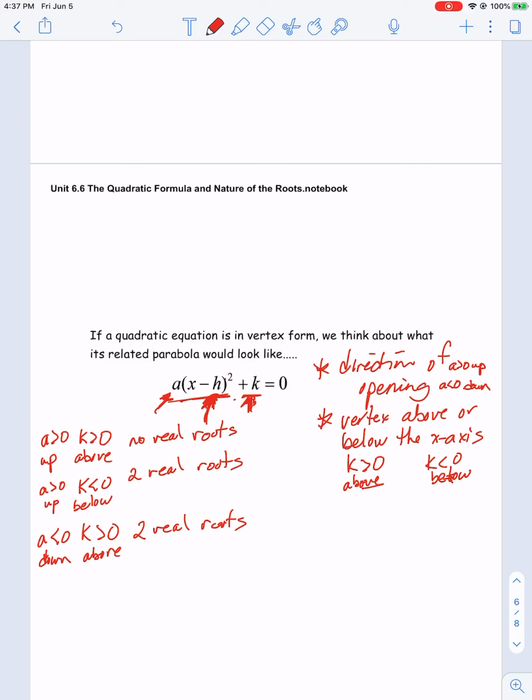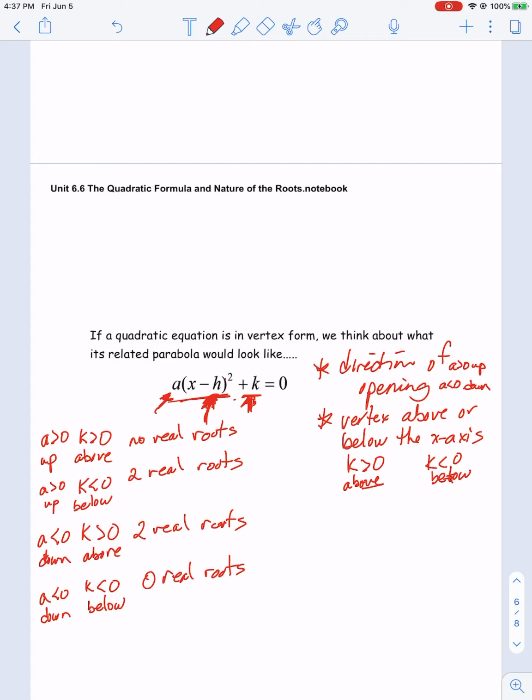Okay, now what if A is less than 0 and K is less than 0? So it's opening down, and the vertex is below the x-axis. How many x-intercepts? You are right. There are no real roots.